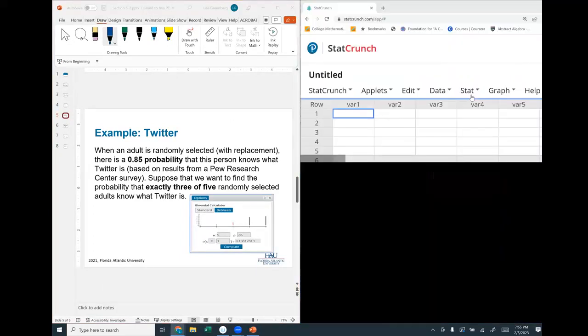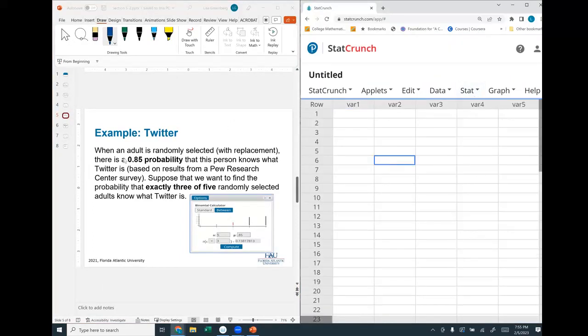And StatCrunch. Okay, so it says when an adult is randomly selected with replacement, that's very important because remember, without replacement, the probability changes. That the person knows what Twitter is based on results from a Pew Research Center survey. Supposing we want to find the probability that exactly 3 of 5 randomly selected adults know what Twitter is.